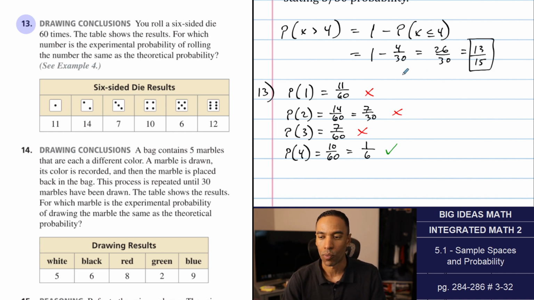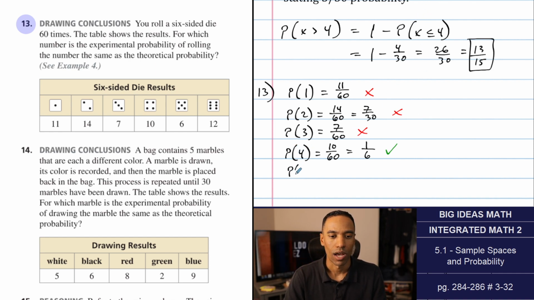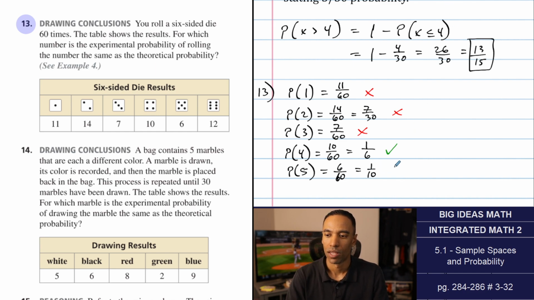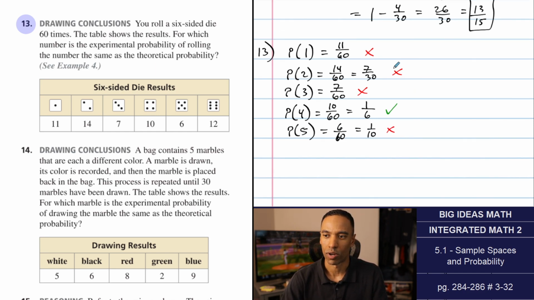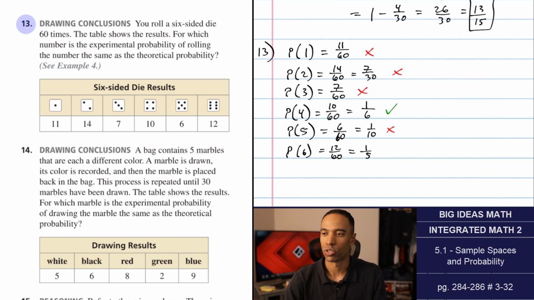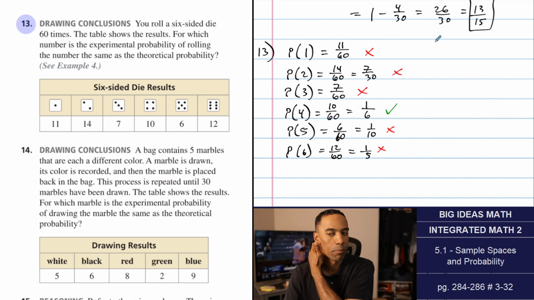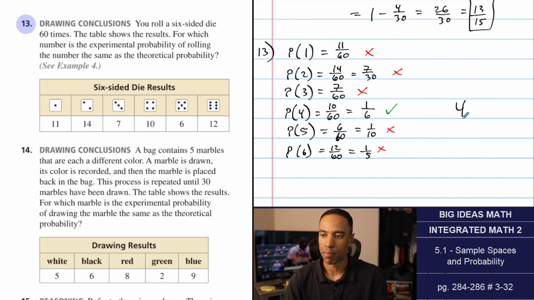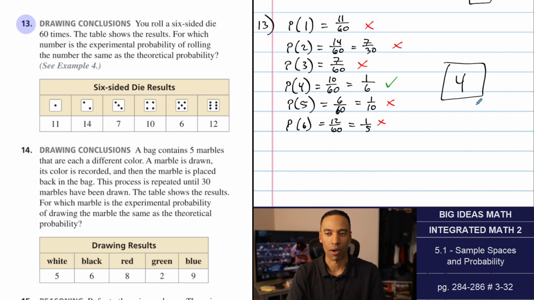Now, is there another one that has it? We've got to check. So anything that has 10, basically, right? Obviously, I'm probably over extrapolating there, but 6 out of 60 is 1/10, also not it. And then the last one, 12 out of 60, is 1/5. So none of those, it looks like just the 4 is the same. So for which number is the experimental probability the same as the theoretical? That one.